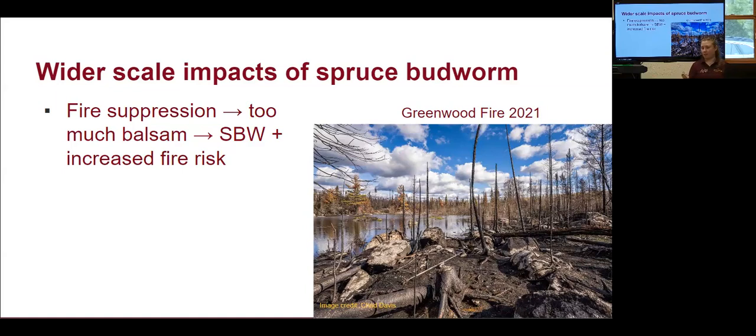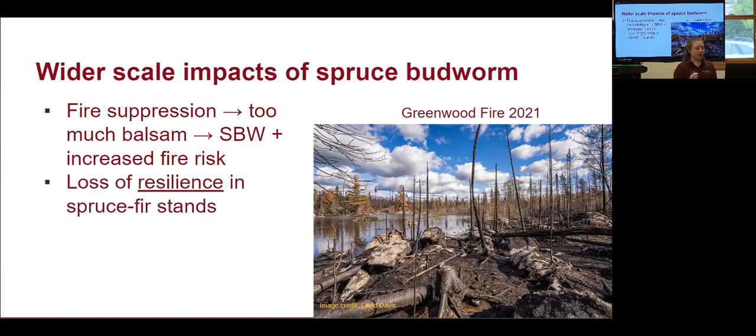And that dead balsam fir is perfect fuel for a wildfire, for example, like in the Greenwood fire. And when those trees ignite, that releases a lot of carbon back into the atmosphere. And with climate change, we want to be keeping as much carbon in our forests and forest products as possible. And so it's just this very interconnected feedback loop of fire and balsam fir and other stressors as well that have led to that overabundance of balsam fir and so much dead balsam on the landscape.